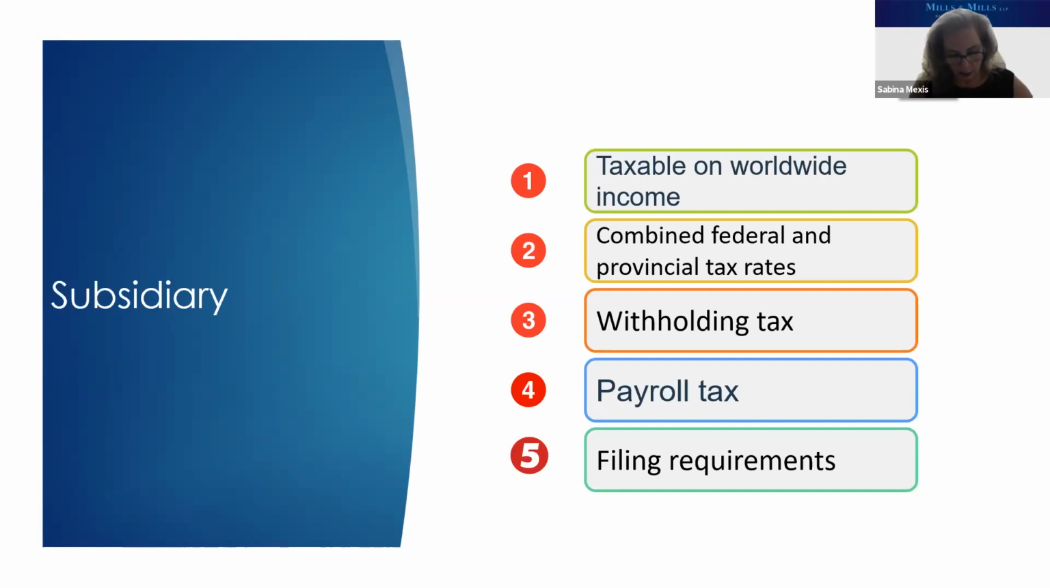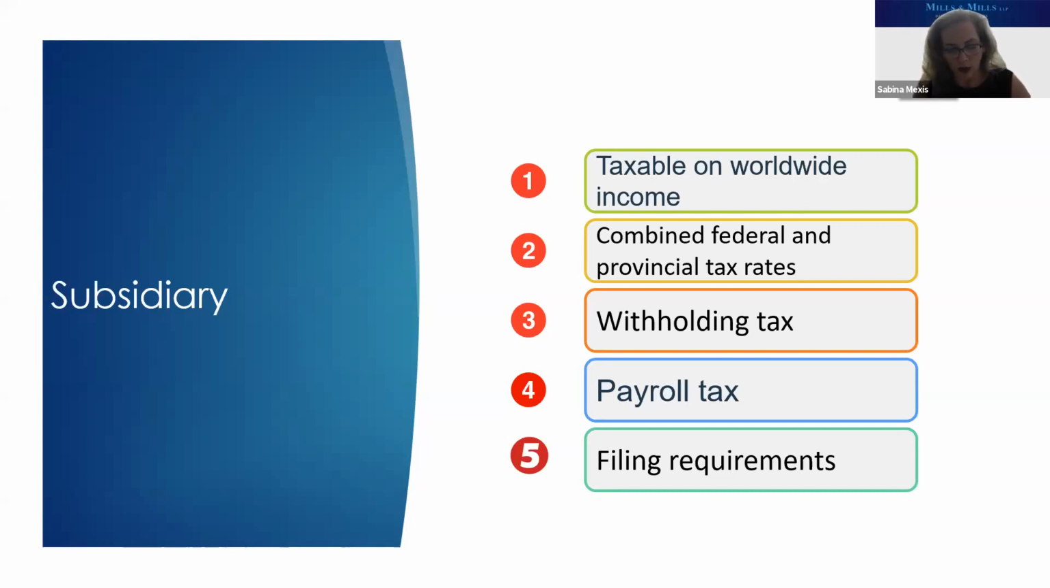So let's talk a little bit about other ways that you can get income back to the Canadian parent. Repatriation of profits, of course, is probably a very important consideration in setting up a Canadian subsidiary. You want to be able to make sure that you can bring the money earned by the Canadian subsidiary back to the parent corporation in the most efficient way possible.